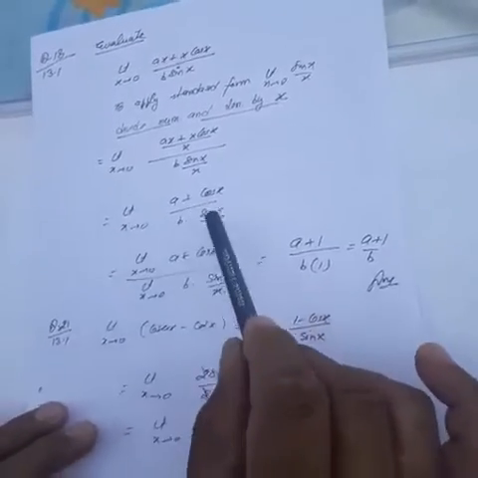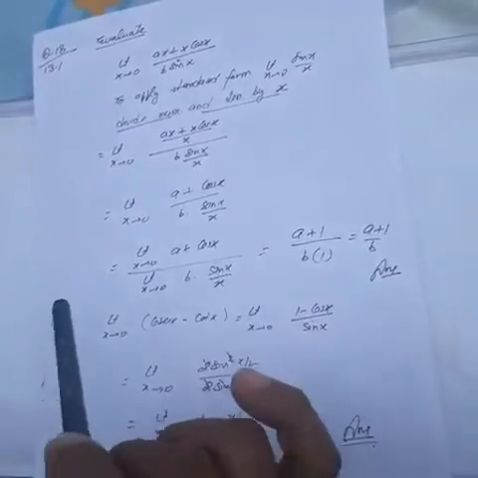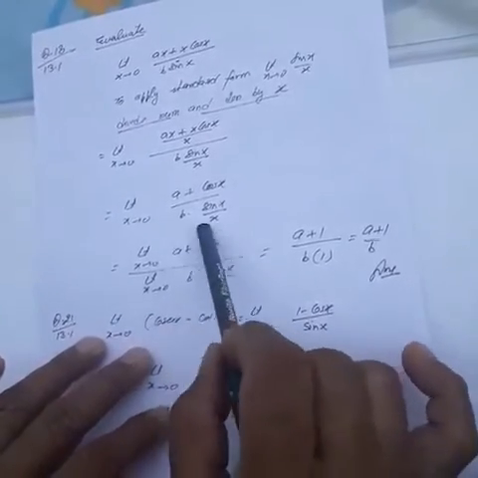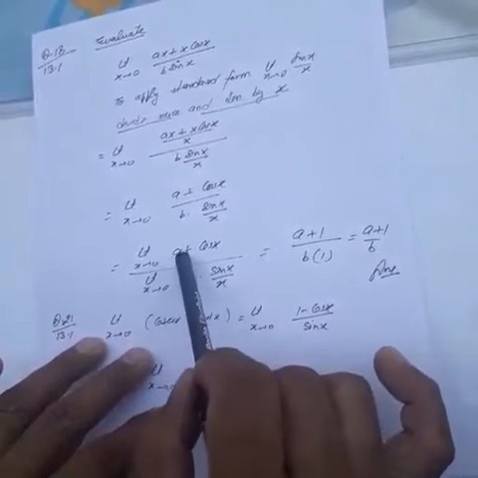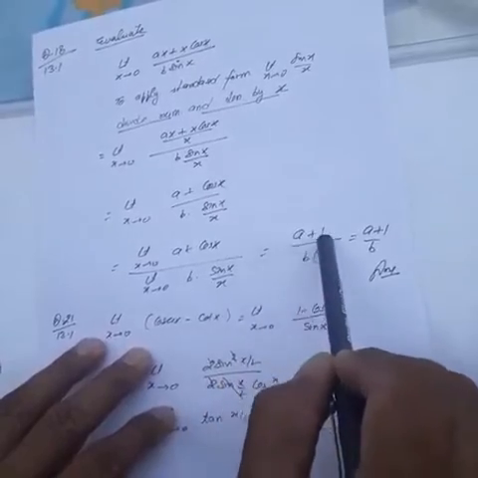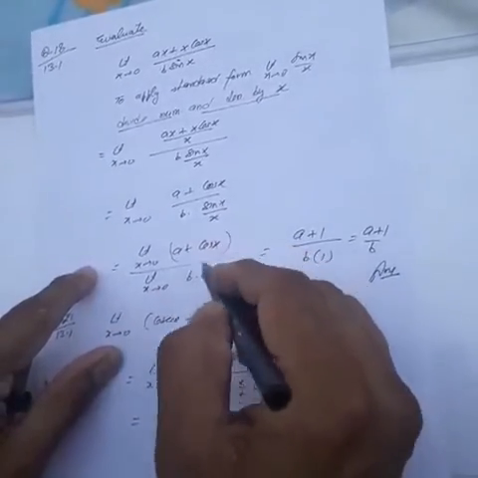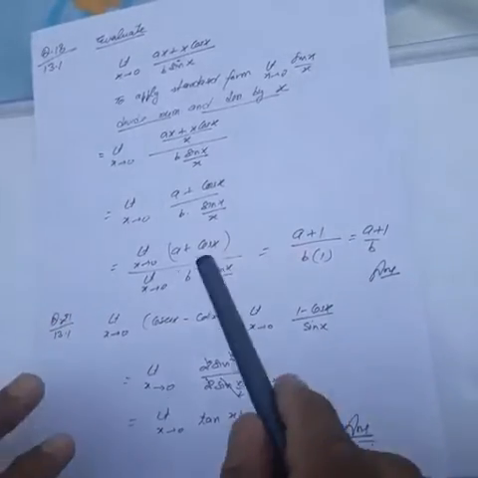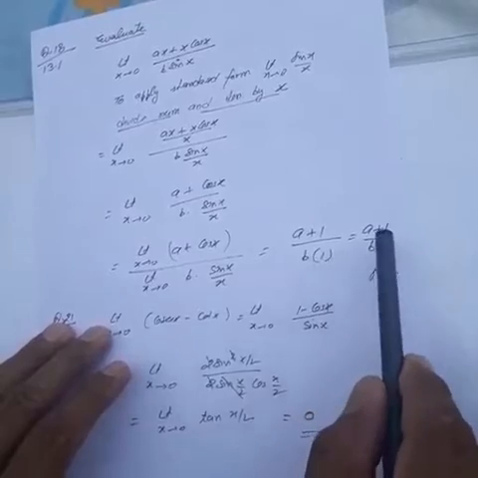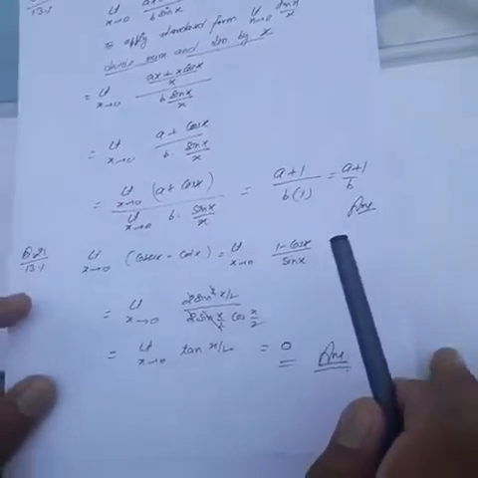Now apply algebra of limits. Write the limit with the numerator and denominator separately, and then apply the limits. At x equals 0, we get a plus 1, since cos 0 is 1. You can apply a bracket here to avoid mistakes. Similarly, this is standard form, so it will be equal to 1, so b into 1. So the answer is a plus 1 upon b. I hope it is clear.